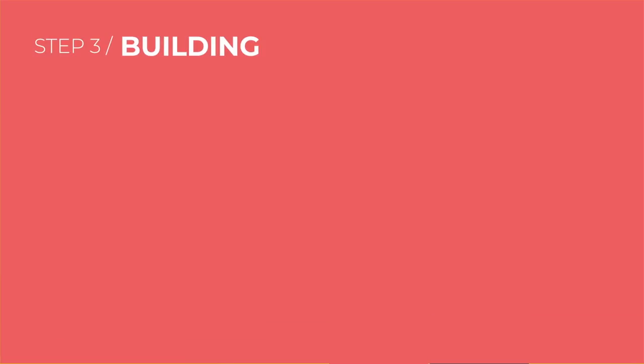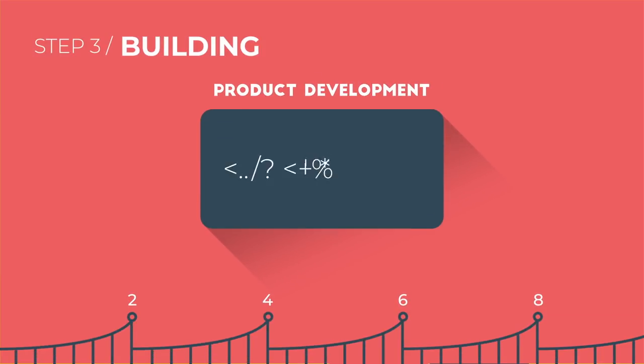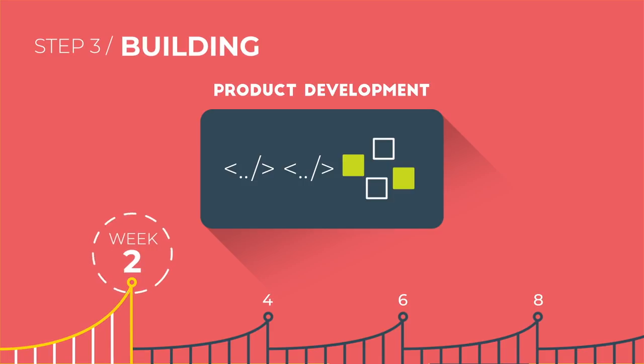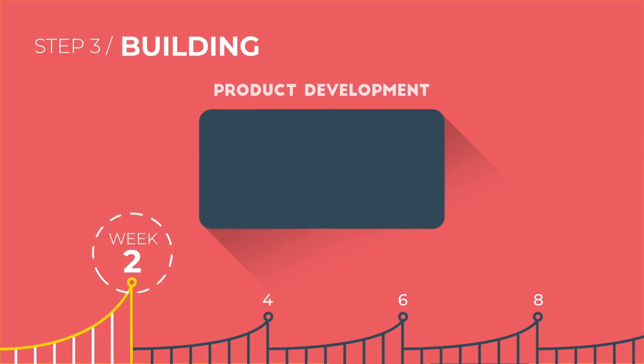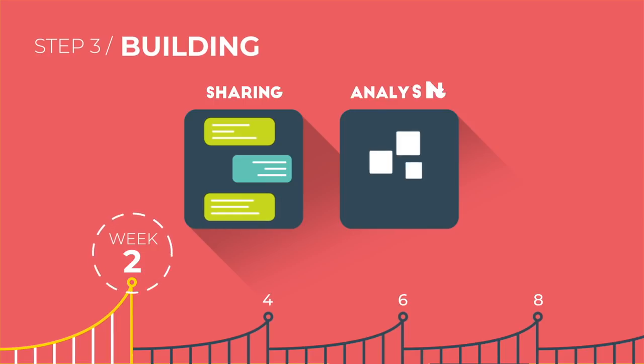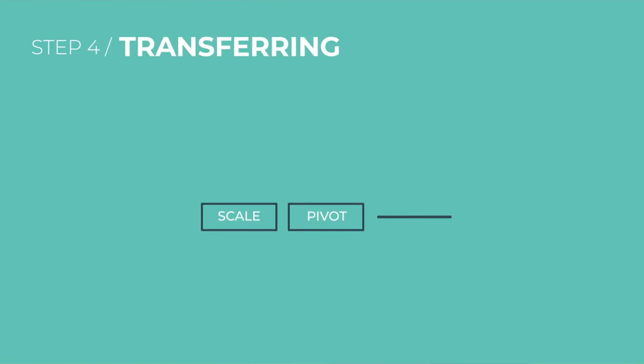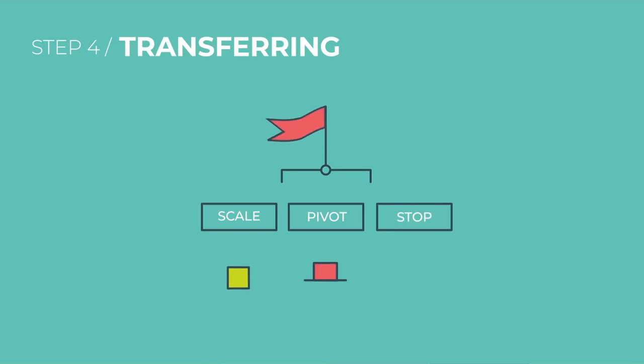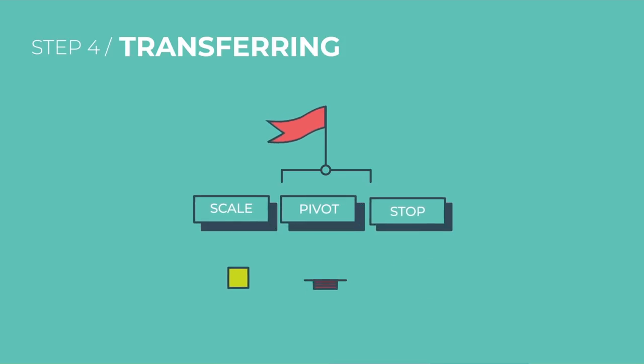Step 3, building. We work on the product in a series of 2-week iterative sprints, at the end of which demonstrations are given so that the client and stakeholders can provide feedback. At this stage, customers can already start using the product in an operational test mode. At the end of this step, we decide the future of the MVP by applying a lean startup approach. Based on the market fit, the MVP will either scale, pivot, or stop.